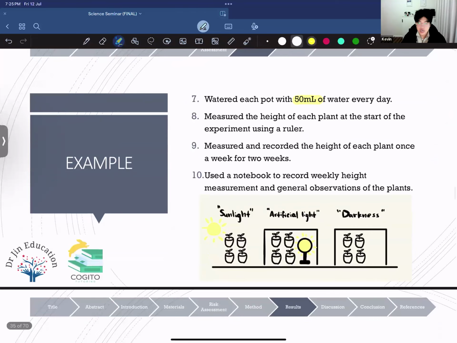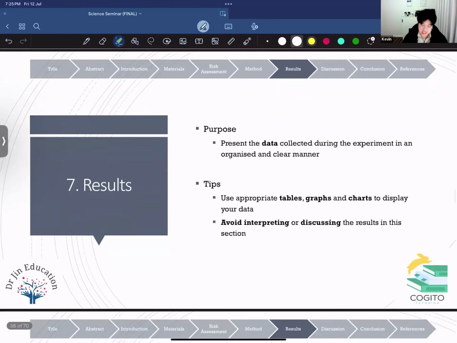Cool. Let's have a look at the results now. The purpose of results, obviously, is to present the data collected during the experiment in an organized and clear manner. Okay, what are some tips? Well, when we think about results, we think about tables, graphs, charts, whatever medium is appropriate to display your data.